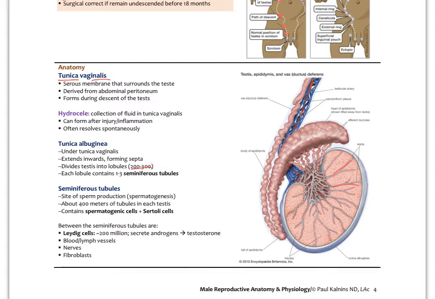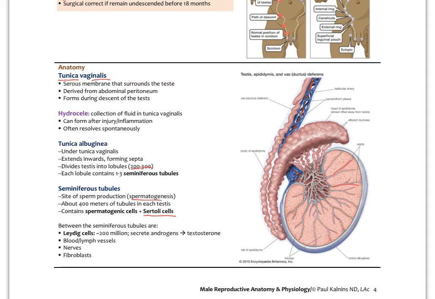And that process again is known as spermatogenesis. There's about 400 meters of tubules in each testis, so these are really long if you actually lay them out and extend them. Within the seminiferous tubes, there are the cells known as Sertoli cells. You can also call them nurse cells. They actually help the production of sperm.